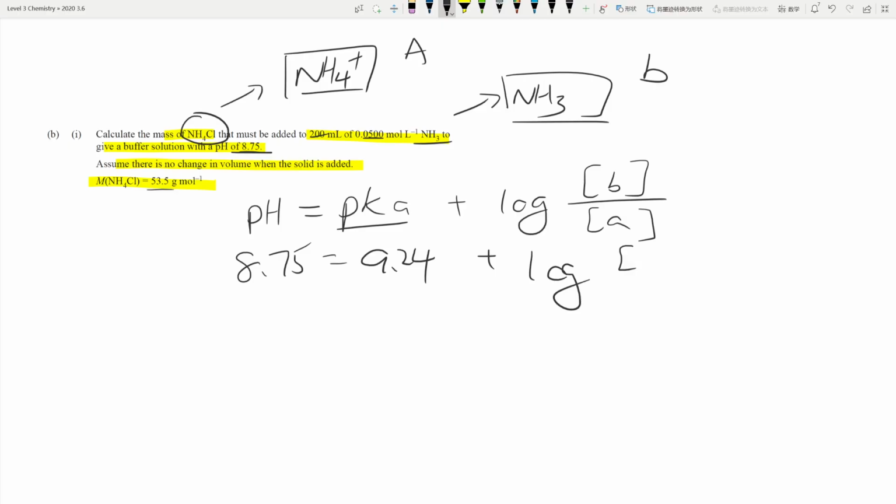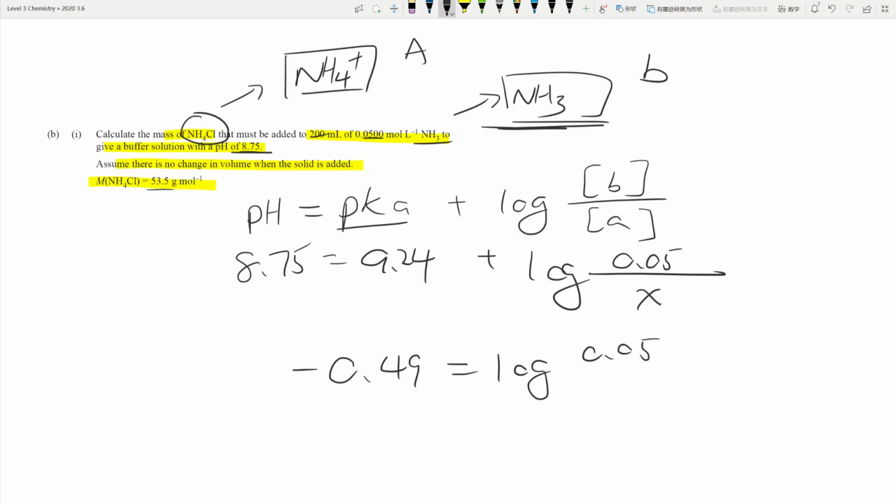So we know the acid concentration, we know NH3. NH3 is here, 0.05. So we know the base concentration is 0.05, divided by x. We don't know what NH4 plus is. Okay, and this is just algebra, and that's not even hard algebra. So 8.75 minus 9.24, which is negative 0.49, which equals log of 0.05 over x.